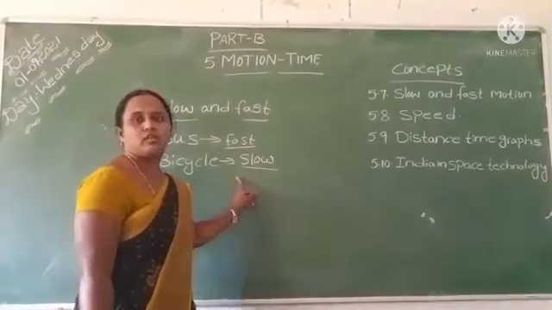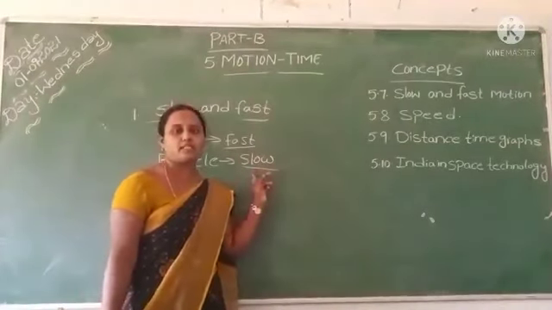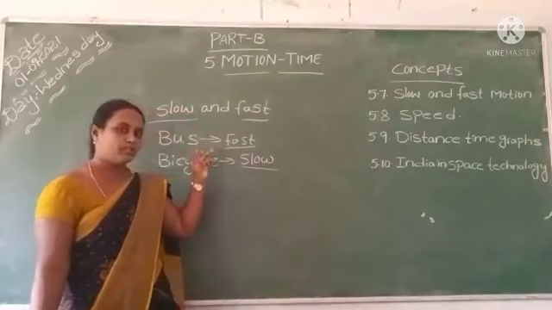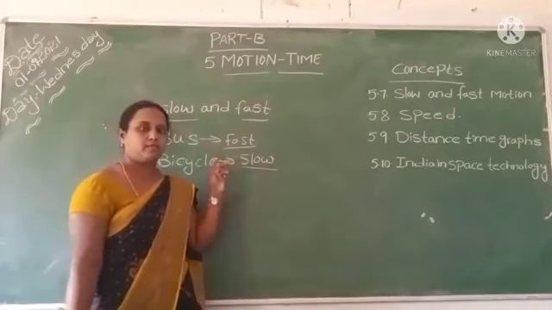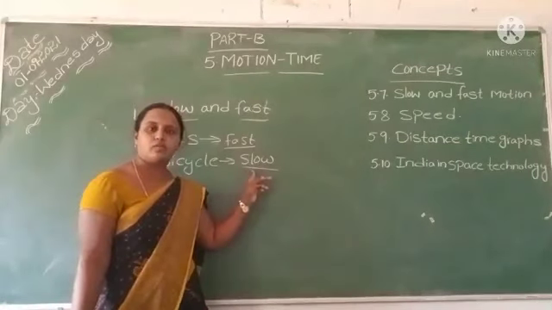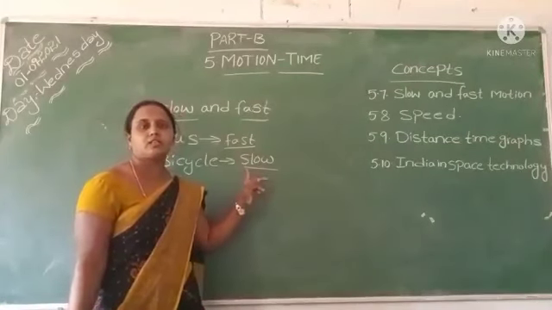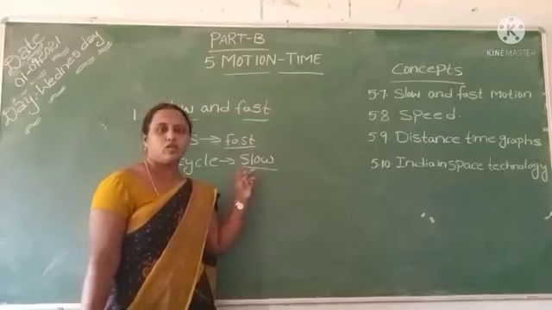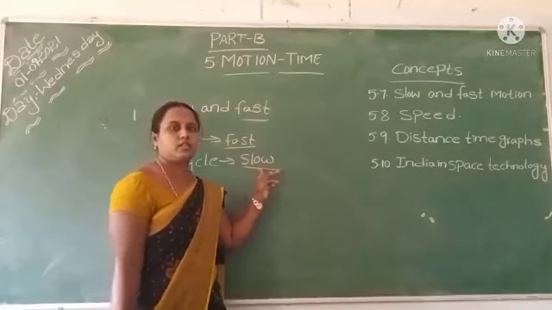When we want to reach a distance in 5 minutes, we can go by bus very fast. By bicycle we go very slow. In 5 minutes we cannot reach. So, it is a slow motion.